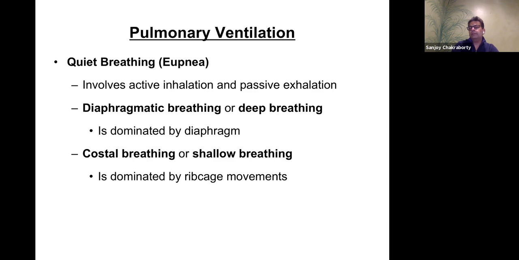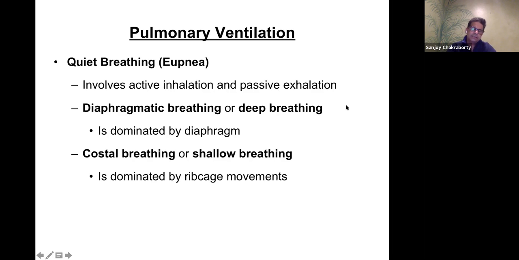That kind of breathing is commonly known as diaphragmatic breathing. Same thing with costal breathing, where the muscles of the rib cage change your rib cage by contracting and relaxing. When they contract, the rib cage goes up a little bit and then the volume increases. When the volume increases, the pressure decreases, air moves in. Both kinds of breathing involve a passive exhalation.